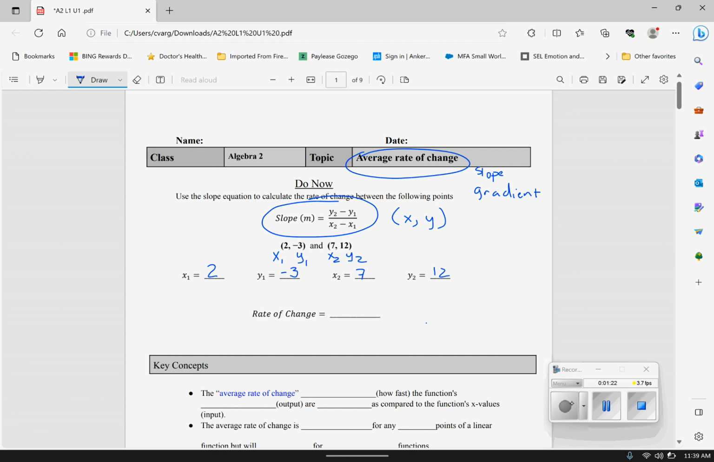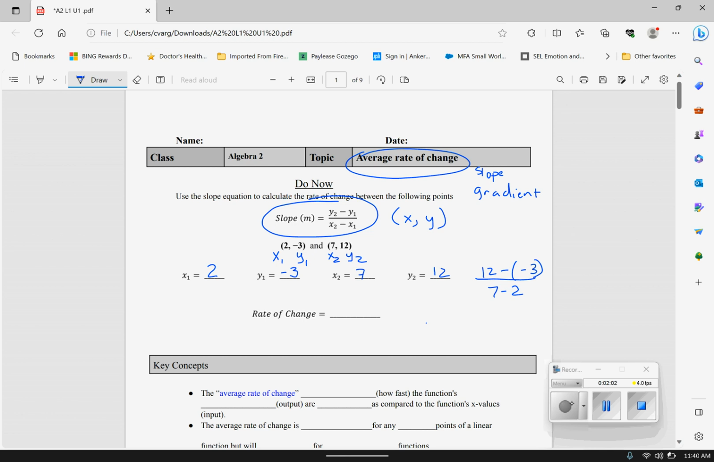Then you're going to take these numbers and put them into the formula. So we set up a fraction bar. We take y2, which is 12. There's always a minus sign after it, and then minus y1, which is -3. I'm going to put -3 in parentheses, so that I don't have 12 minus -3 and think it's the same thing as 12 minus 3, which it's not. On the bottom, we put our x's. We put our second x first, which is 7, so 7 minus our x1, which is 2. And this lovely thing just gets plugged into our calculator.